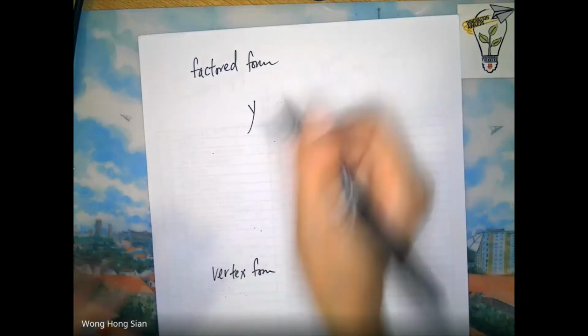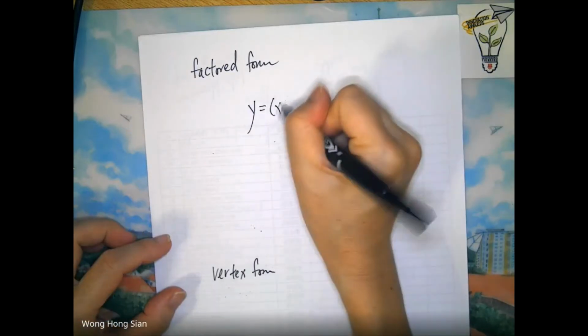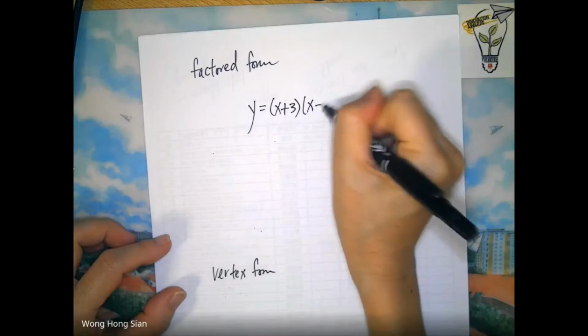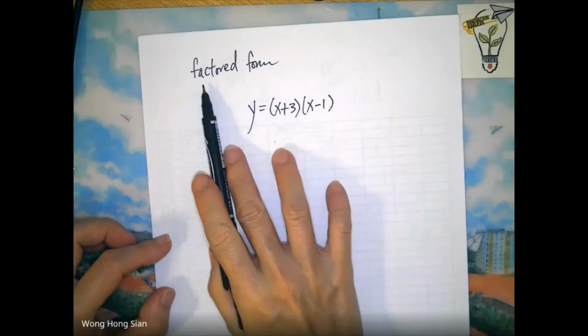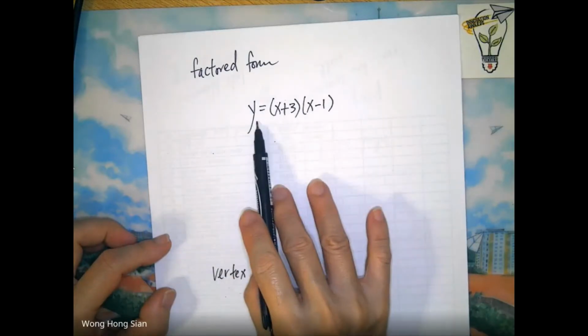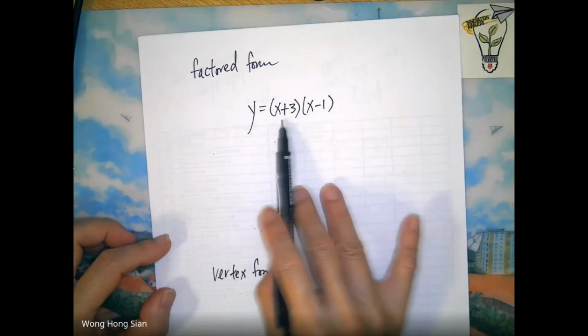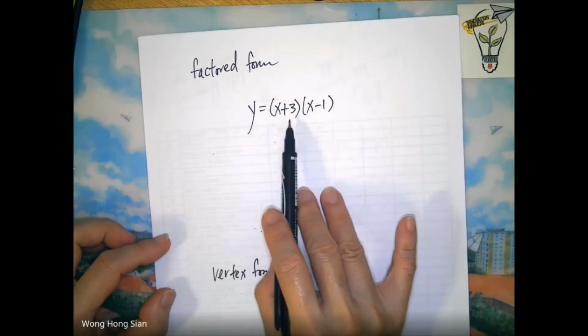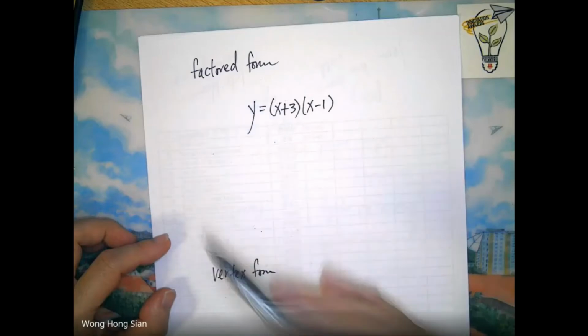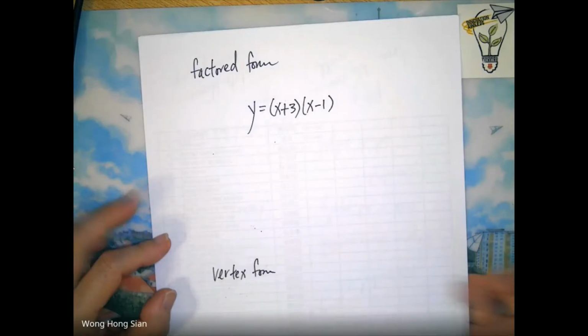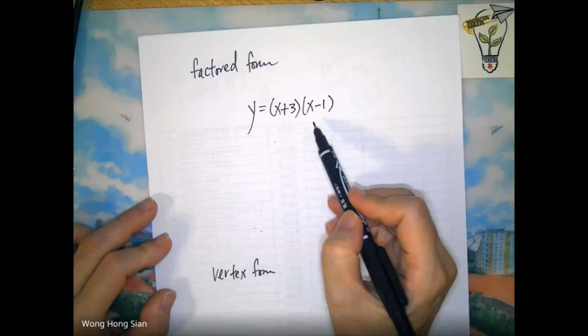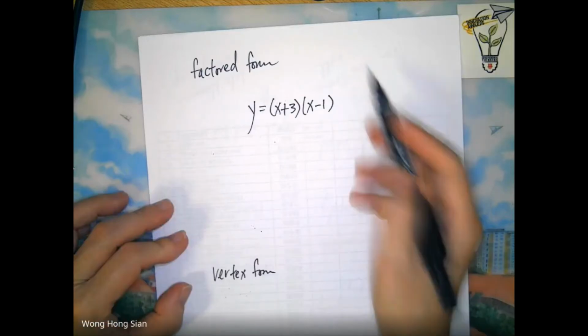y equals x plus 3 times x minus 3, x minus 1. You can see that factored form means it is already factorized. So when the question is in the factored form, please don't go and expand it out into the general form. Actually, from the factored form, you can see more things. What can you see?